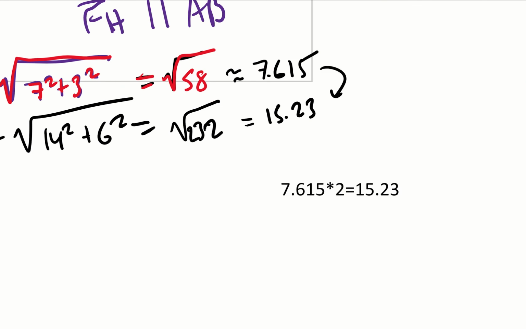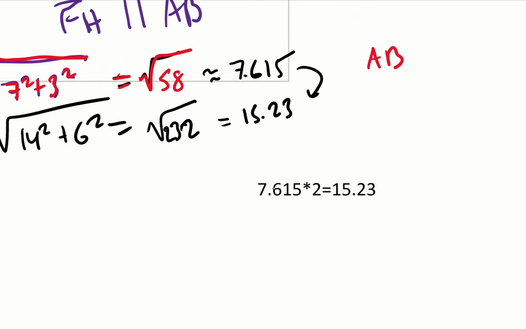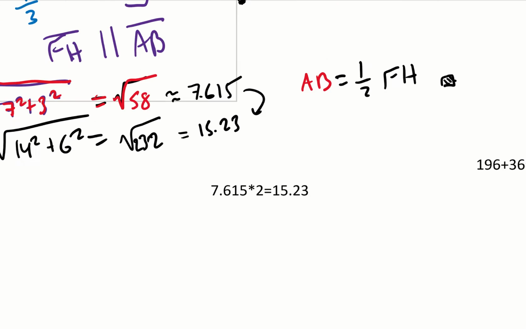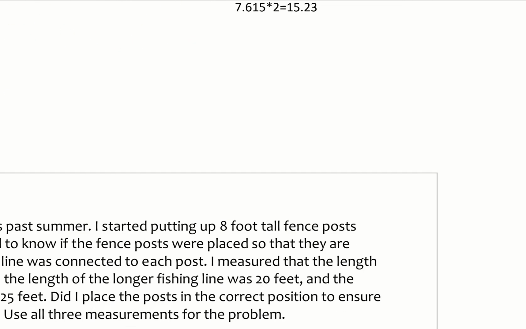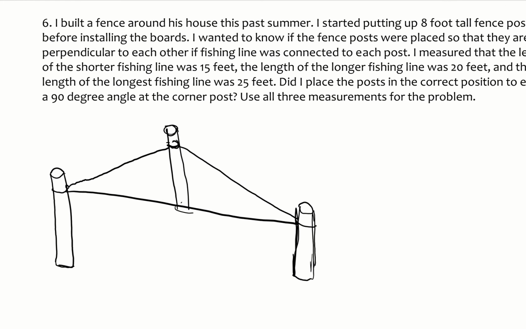So that means that AB is exactly half of FH. And that concludes my proof. So we have proven the triangle midsegment theorem. All right, so now that we proved this, let's go ahead and take a look at the next question.